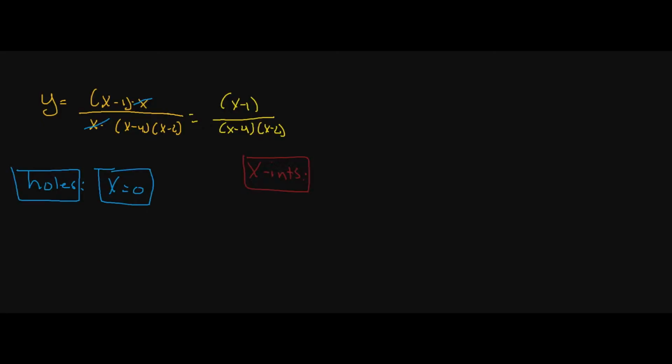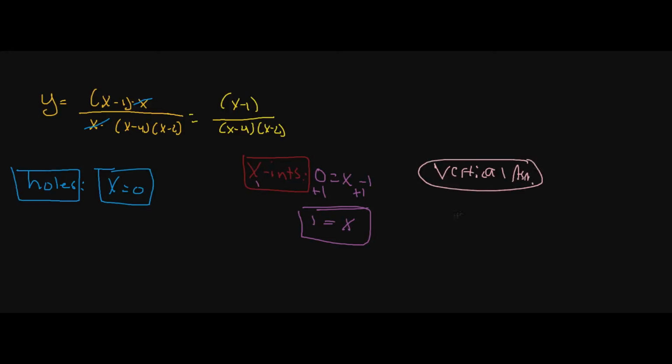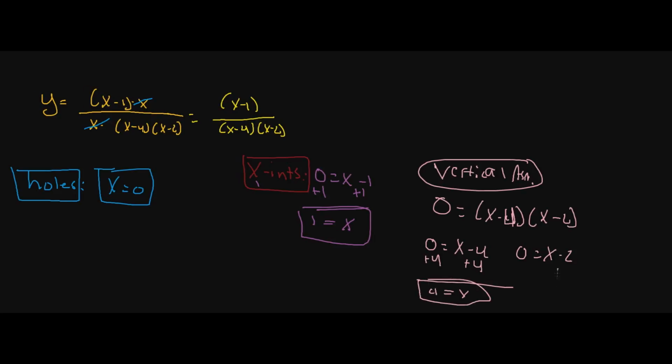Now that I have that taken care of, let's find my x-intercepts, which is just setting the numerator equal to 0 and solving for it. And we get x is equal to 1. Now we want to find our vertical asymptotes. We set the denominator equal to 0, so x minus 4, x minus 2, and we set these equal to 0. We add 4 to both sides, x is equal to 4. And we add 2 to both sides, and we get that x is equal to 2.